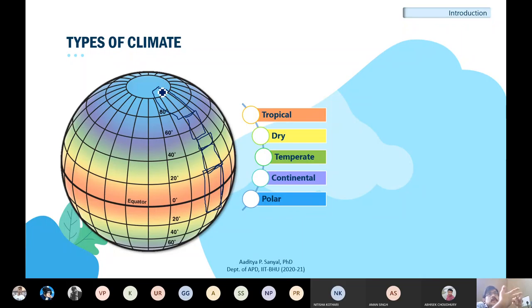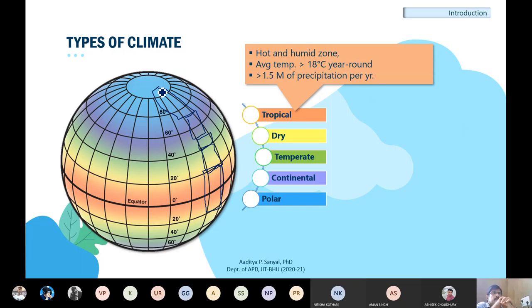And we are basically located in which hemisphere? Northern hemisphere. Most of the population, I believe, not only in India, across the world, is situated in the northern hemisphere. In the southern hemisphere, one of the largest continents is Antarctica, and that is also a desert.